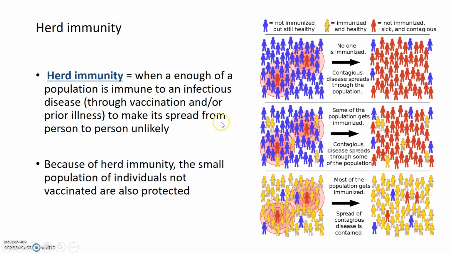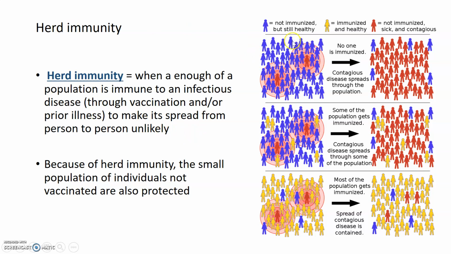And the way that vaccines really exert these amazing effects is through what's called herd immunity. Herd immunity is this idea that when enough of a specific population are immune to a disease, either by being vaccinated for it or by having it and then becoming immune, it's harder for that disease to spread from person to person.